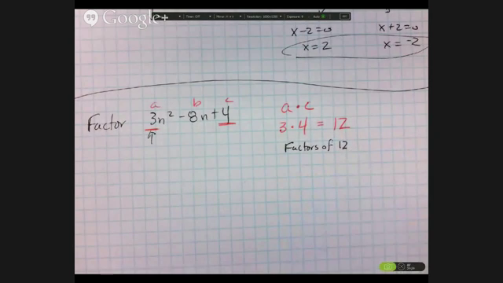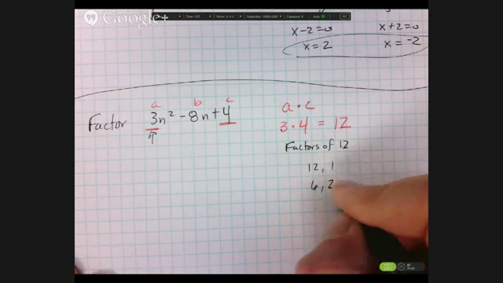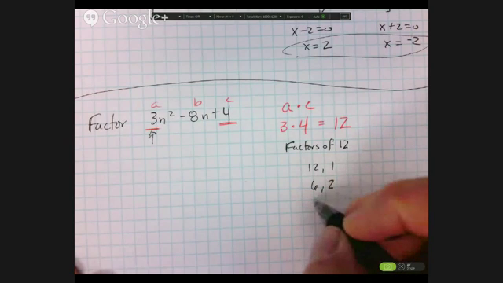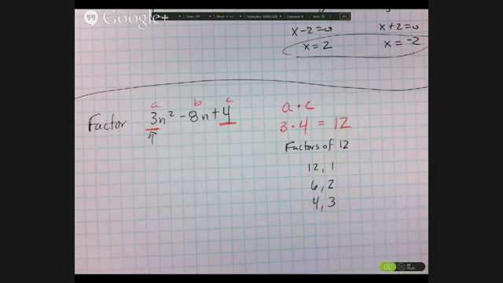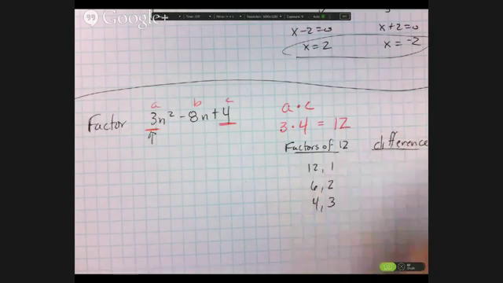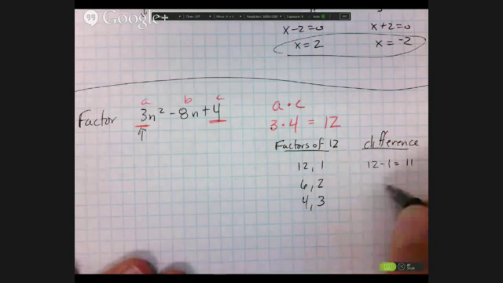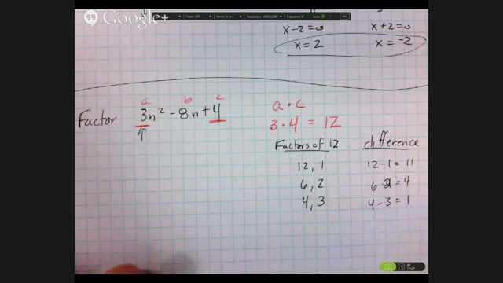And we're going to factor that answer. What are the factors of 12? 1 and 12. He did say 1 and 6. Thank you. Okay, now we're going to find the difference. So 12 minus 1 is? 6 minus 2 is? 4 minus 3 is? 1.